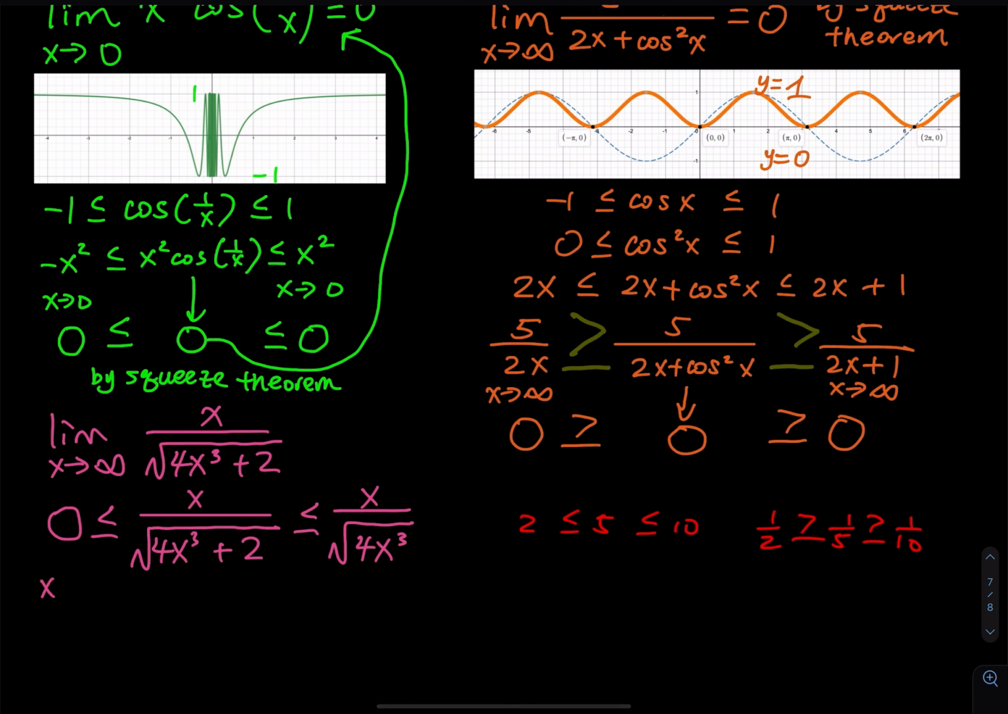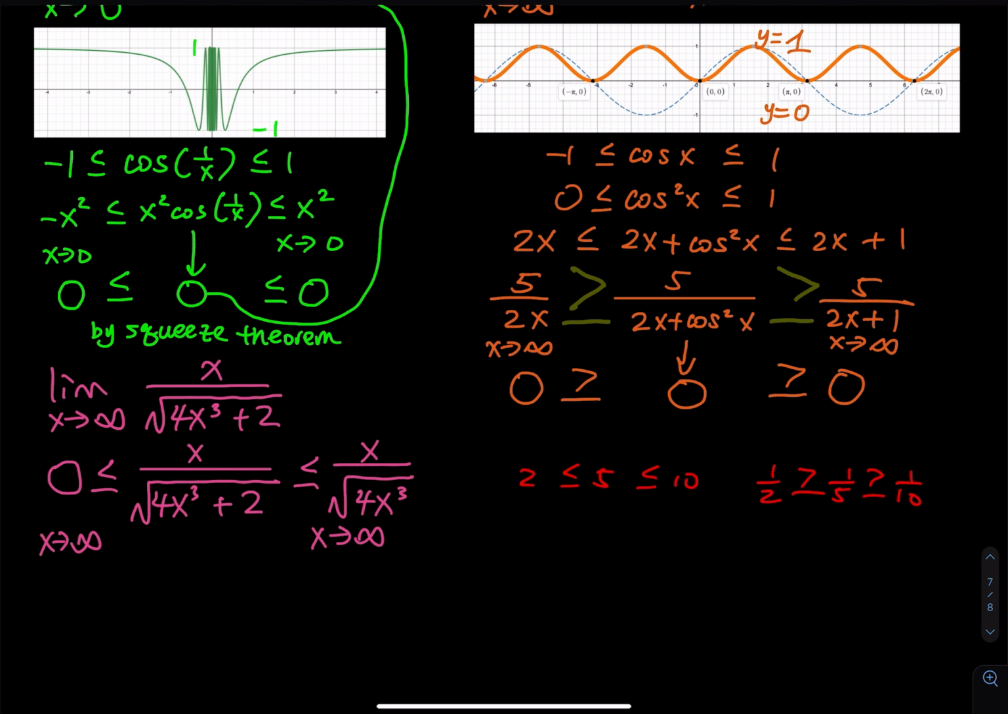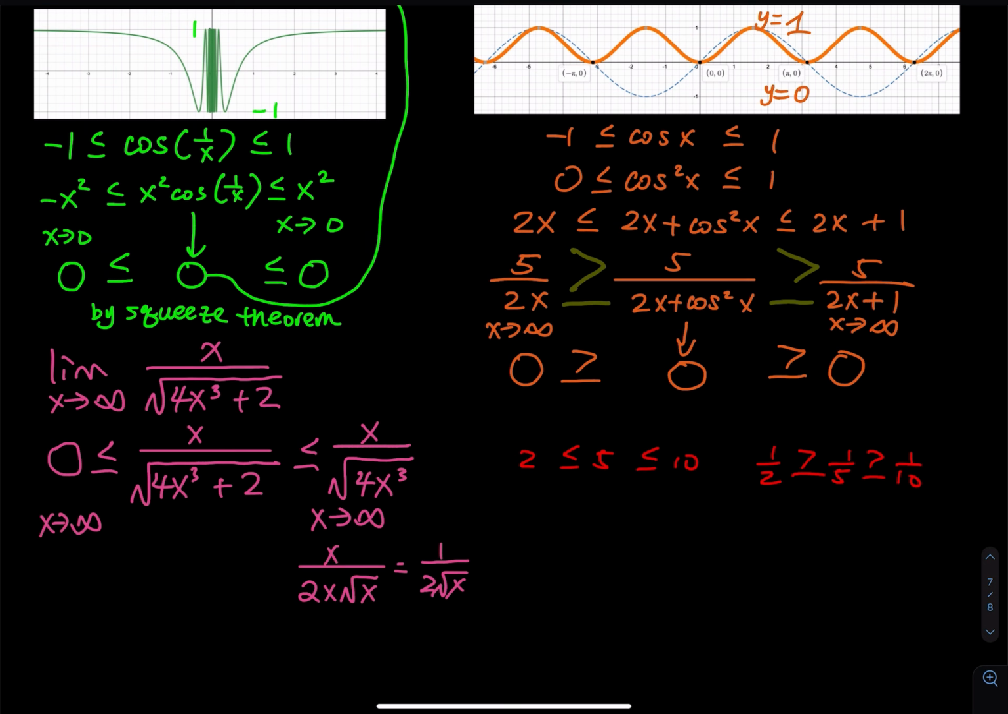So as x approaches infinity, the 0 stays as a 0. What happens to the other side when x approaches infinity? We can have an x. The square root of 4 equals 2, right? And then the square root of x to the third, we can break it down to x squared times x. So we can take one x out, and this stays inside. And then we get rid of the x. So that equals 1 divided by 2 root x. So as long as x goes to infinity, then we will have a 0.